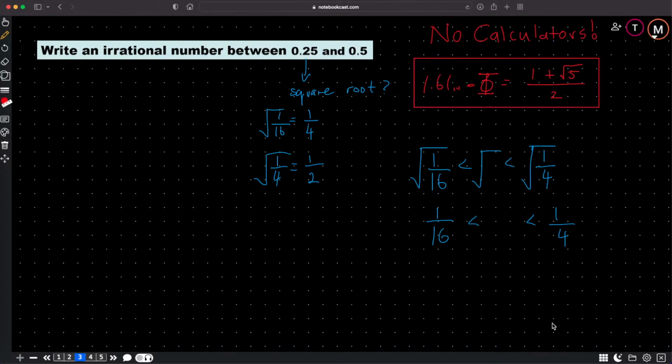0.39, I can immediately tell you, won't qualify because you've written it with 2 decimal places, which means it's rational. So we're looking for an irrational number.